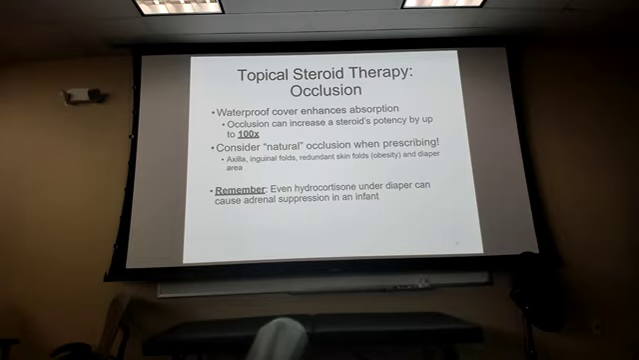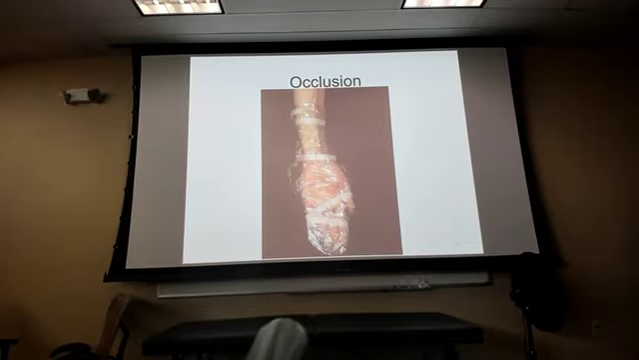Okay? So, axilla, inguinal folds with obesity, diaper area. Remember, even hydrocortisone under diaper can cause adrenal suppression of an infant. So those are those things that is blocking it or is causing that. If you have a question about the infant, once pediatrics starts, you can ask her. So there it goes.